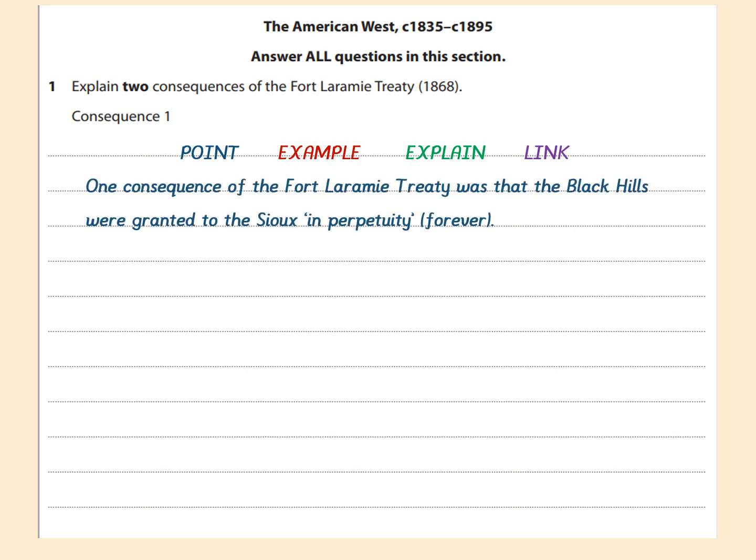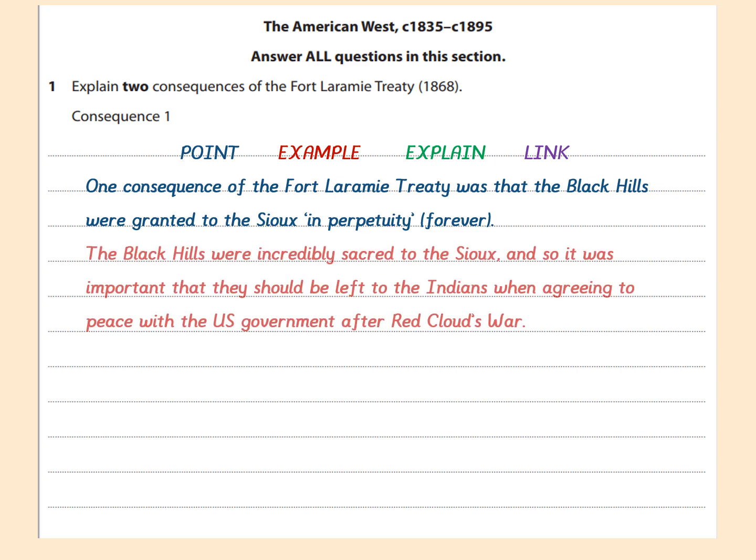One consequence of the Fort Laramie Treaty was that the Black Hills were granted to the Sioux in perpetuity, which means forever. Alright, that's a very simple point, but it actually really addresses the question. One consequence of it was, and then I give an example. Let's add some detail. The Black Hills were incredibly sacred to the Sioux, and so it was important that they should be left to the Indians when agreeing to peace with the US government after Red Cloud's War.